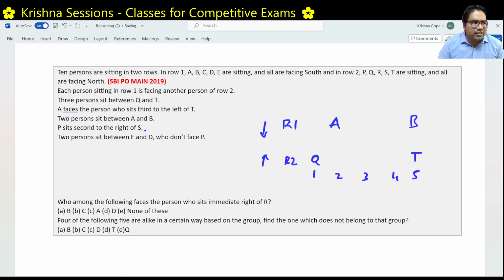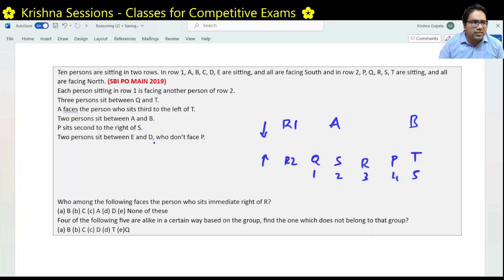P sits second to the right of S. S and P have to sit in row number 2, second to the right of S. That means the only option is S has to sit here and P has to sit here. What does that mean? The only slot left for R is this. P, Q, R, S, T, we have figured out.